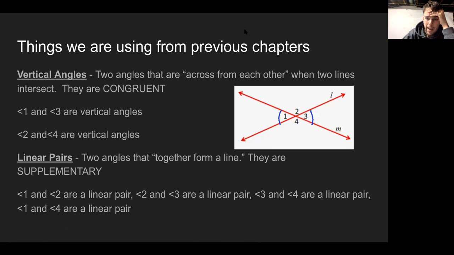The next thing we have are linear pairs. Linear pairs we did a lot of work with in the last chapter. They are two angles that form a line together. Right here, 1 and 2 is an example. 2 and 3 is an example. 3 and 4 would be an example. 1 and 4. Lots of linear pairs here when we have lines that intersect. They're supplementary. They add up to 180 because they make a straight line. We're going to make use of that when we can.